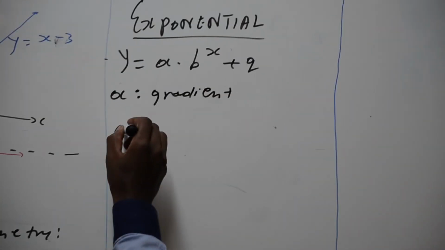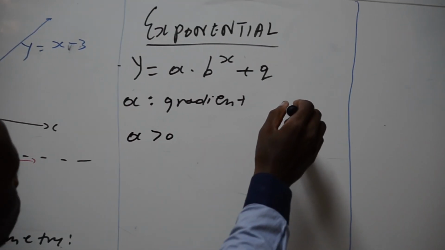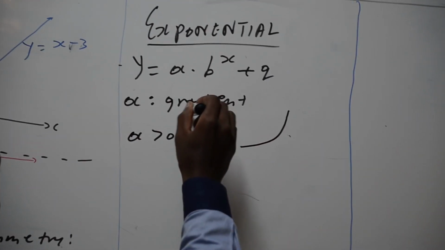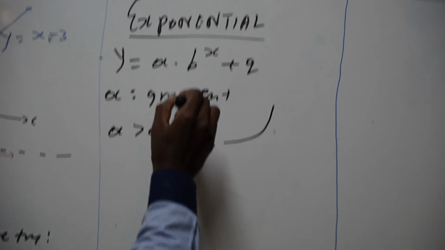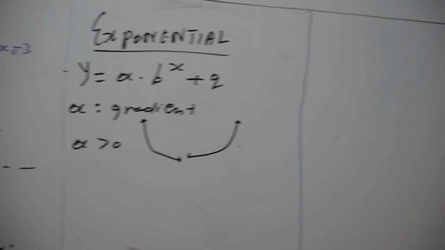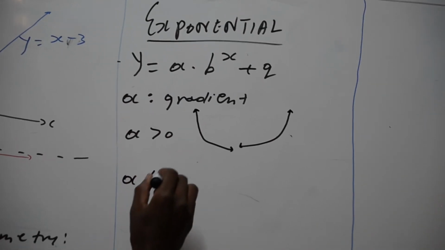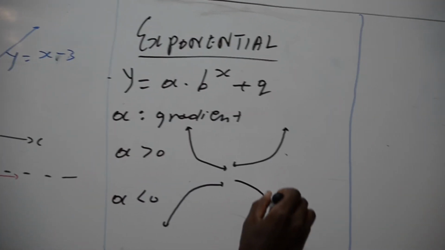So if your a is greater than 0, the shape of your exponential will be like this or like this. This is the case where the graph has a positive gradient. If your a is less than 0, your graph stands like this or also like this.